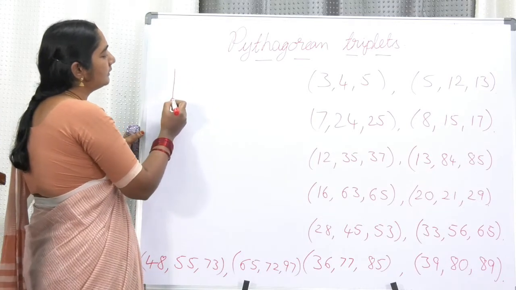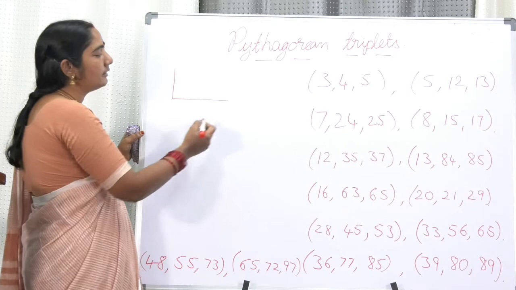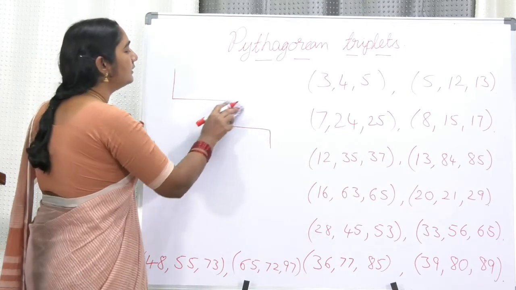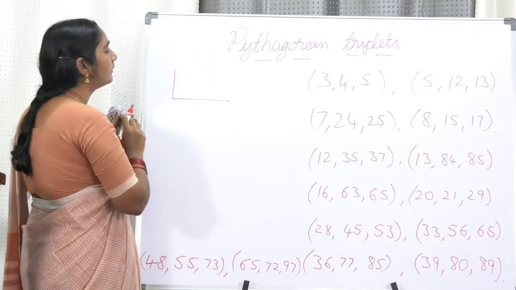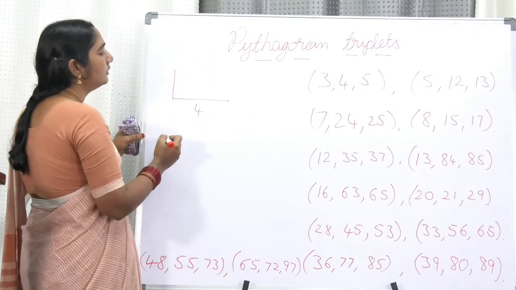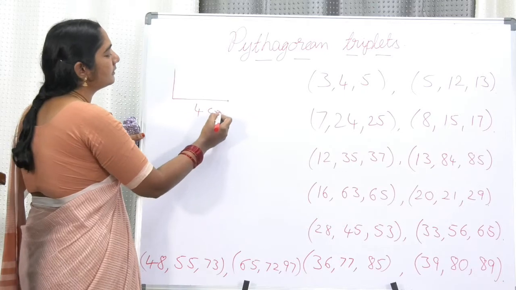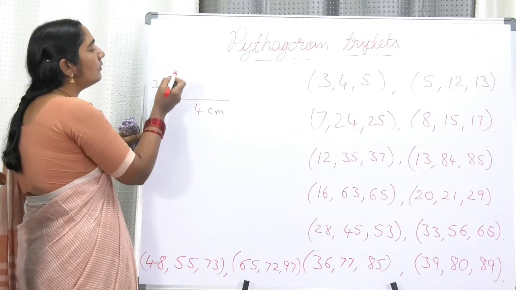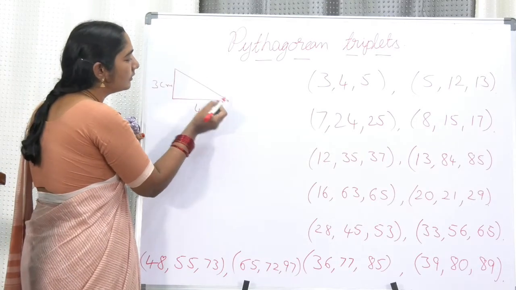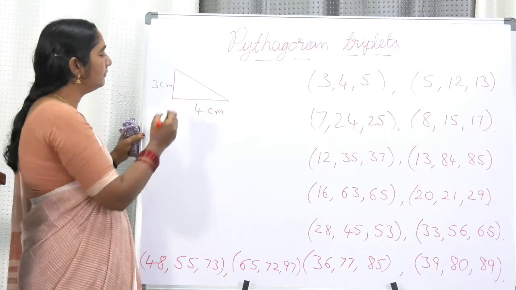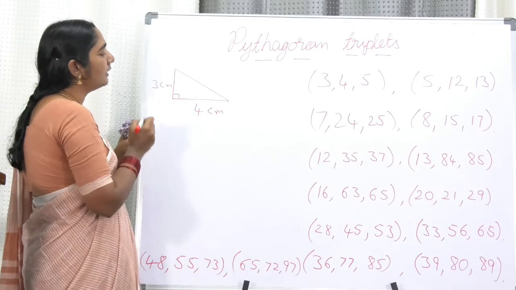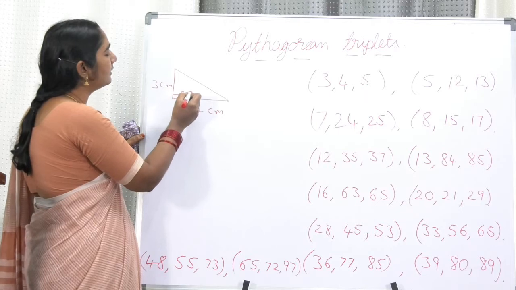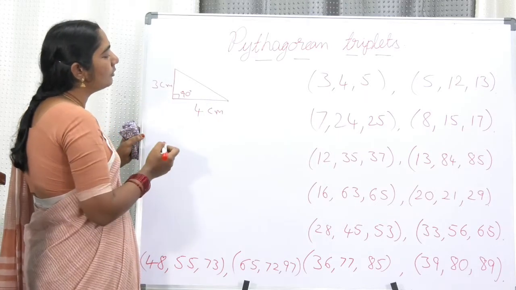Let us think that we are climbing a staircase. So this is one of the staircase. This is 4 units or 4 centimeters, and this is 3 centimeters. So we want this distance now. Because we know the Pythagoras theorem, because there is a right angle at 90 degrees, and we already know the theorem.